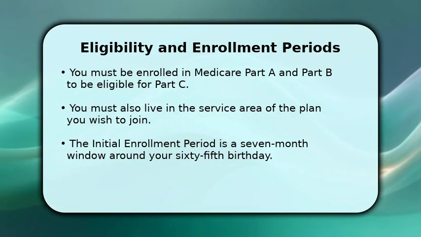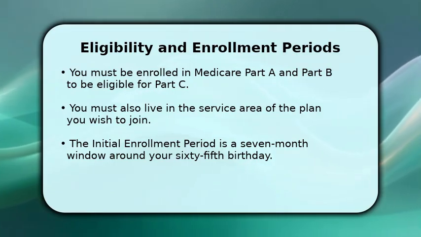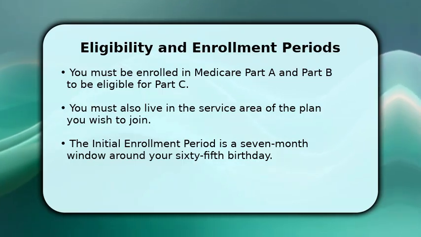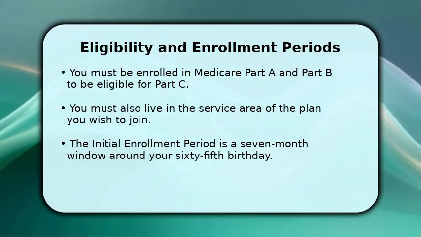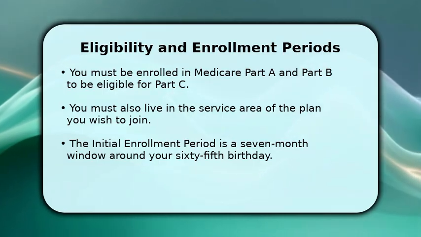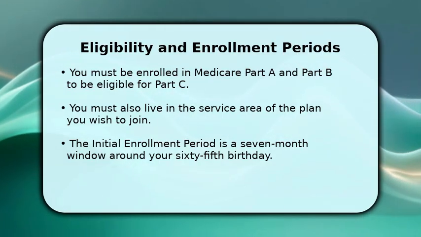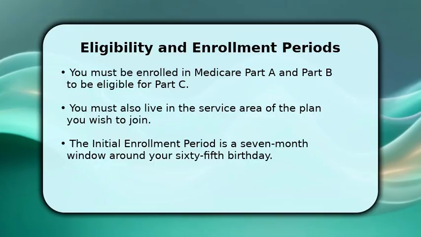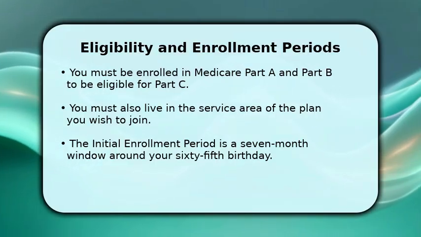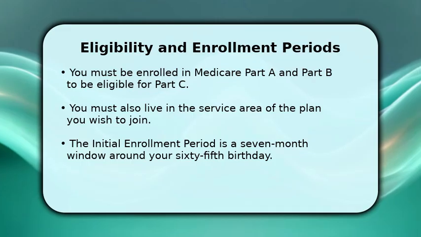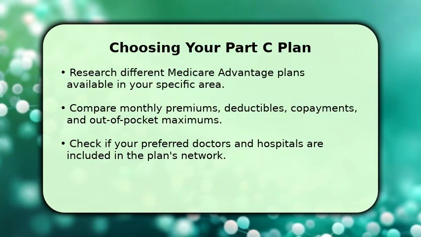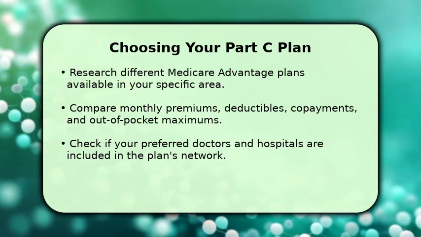To be eligible for Medicare Part C, you must first be enrolled in both Medicare Part A and Part B. You also need to reside within the service area of the specific plan you are considering. There are several key times to enroll. Your initial enrollment period is a 7-month window centered around your 65th birthday. Additionally, the annual enrollment period, from October 15th to December 7th, is a popular time to make changes or enroll in a new plan.